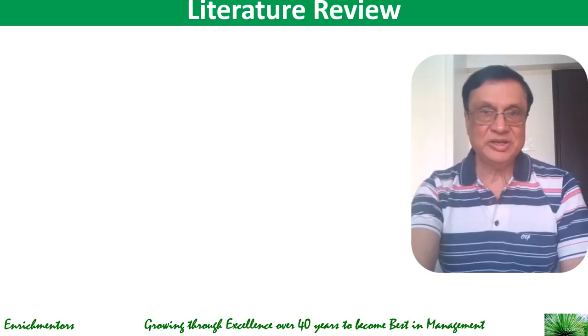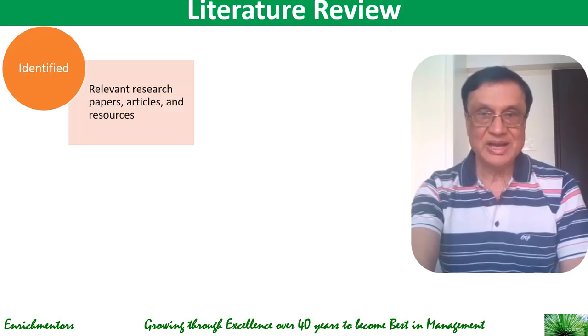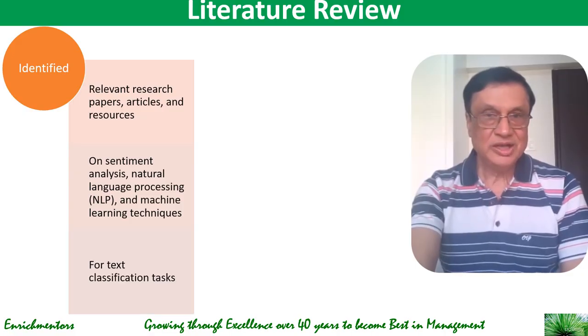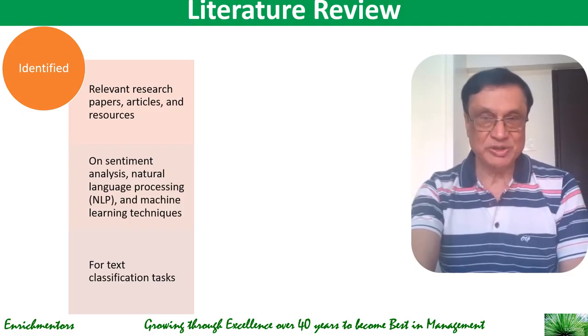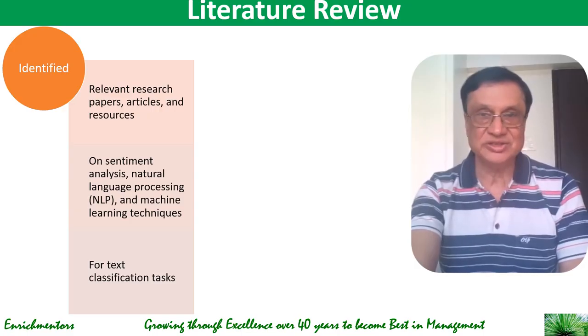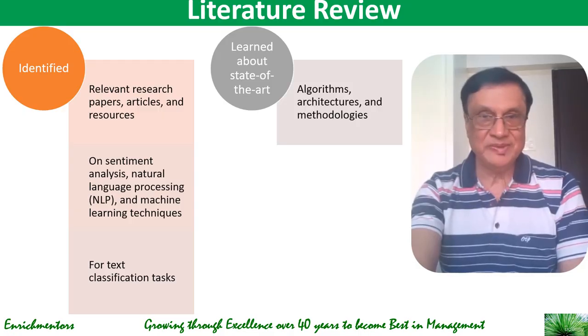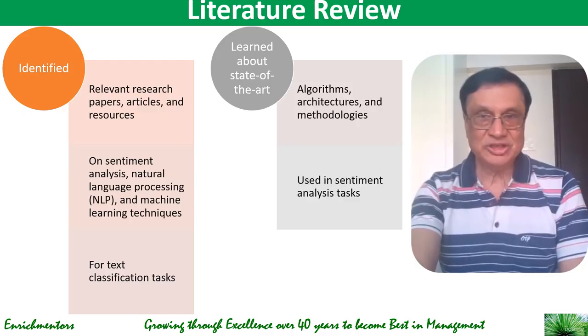Then they did the literature review. They conducted a literature review where they identified relevant research papers, articles, and resources on sentiment analysis, natural language processing, because that is a part of this, and the machine learning techniques for text classification tasks, because they identified this as a text classification kind of output needed. And they learned about the state of the art algorithms, architectures, and methodologies used in sentiment analysis tasks. So that's how the entire literature review happened.